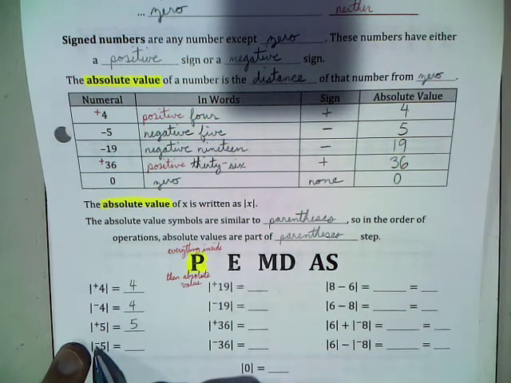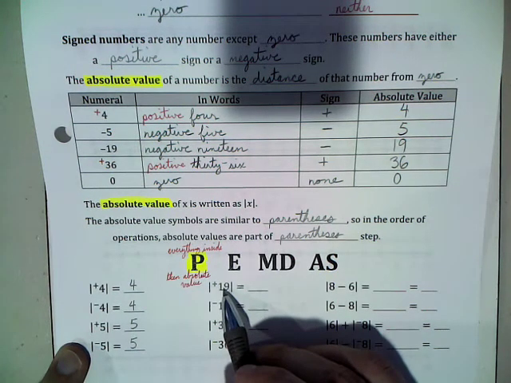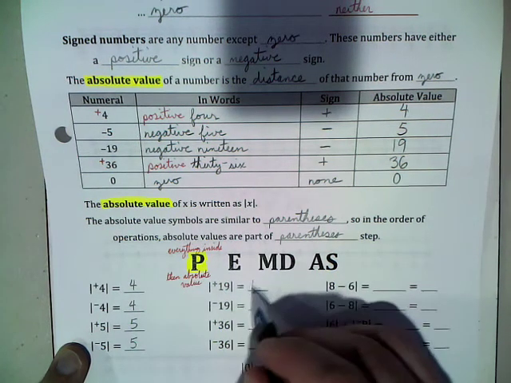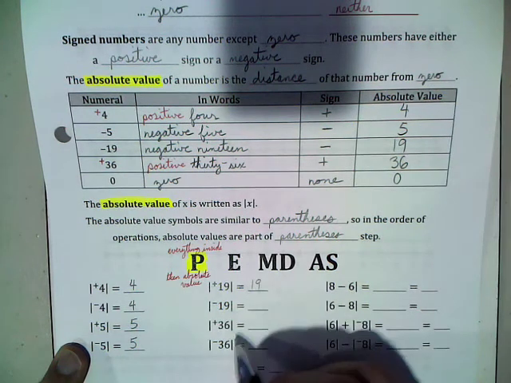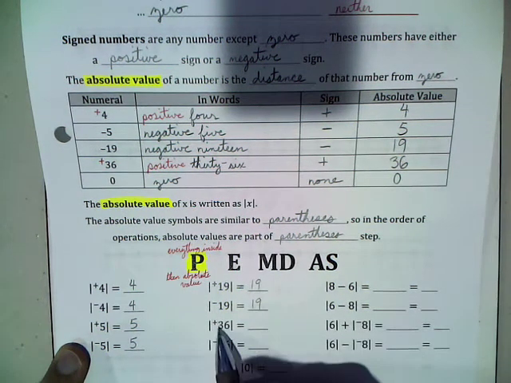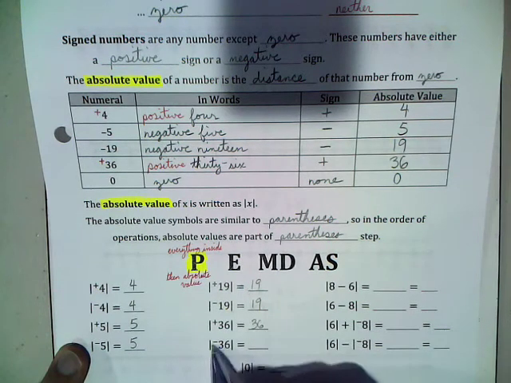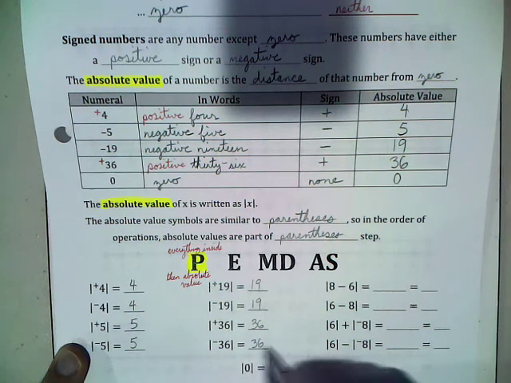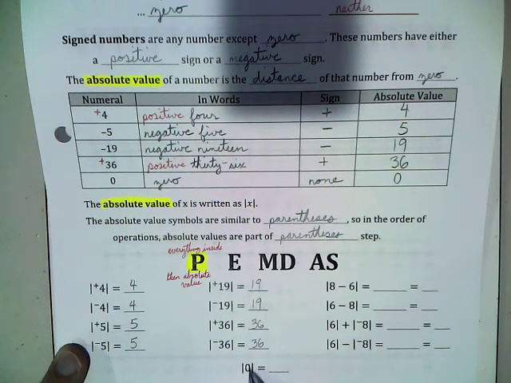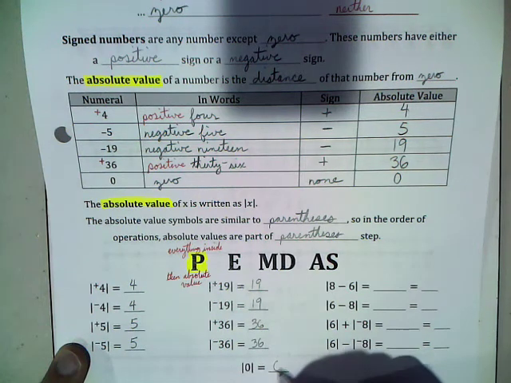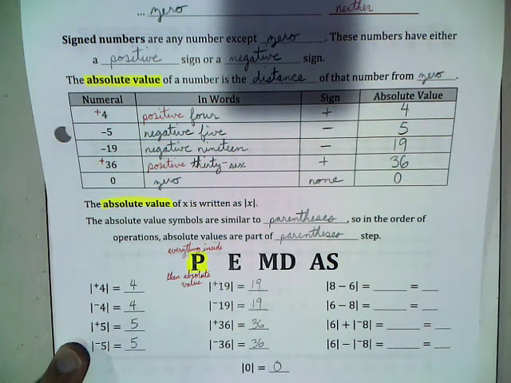So distance of negative 5 from 0 is 5. This distance of 19, positive 19 from 0 is 19. The distance of negative 19 is 19. The distance of positive 36 from 0 is 36. The distance of negative 36 from 0 is still 36. And then how far away is 0 from 0? Well, we already said the absolute value of 0 is 0. 0 is 0 units from itself.